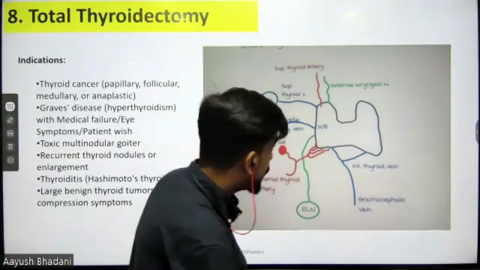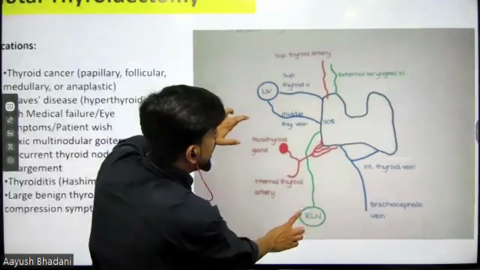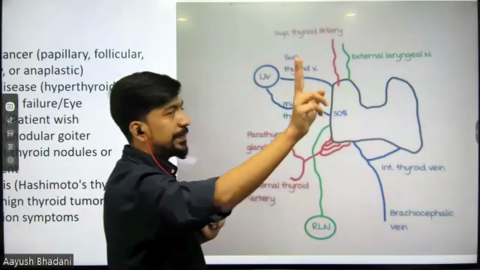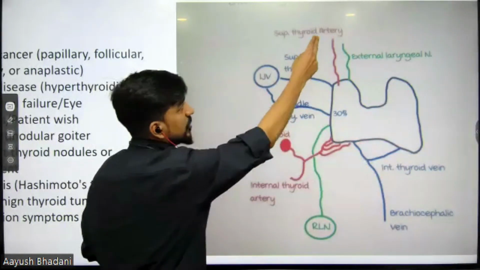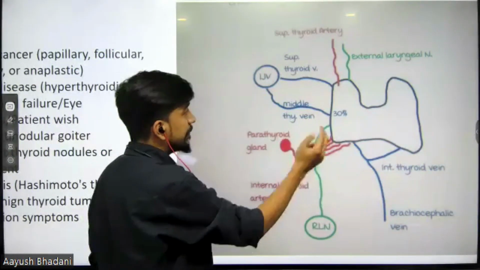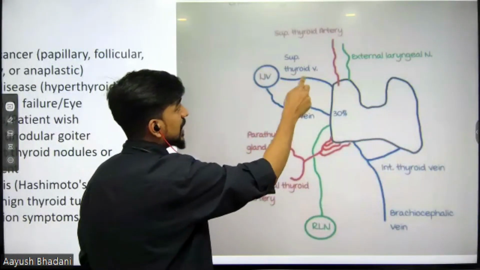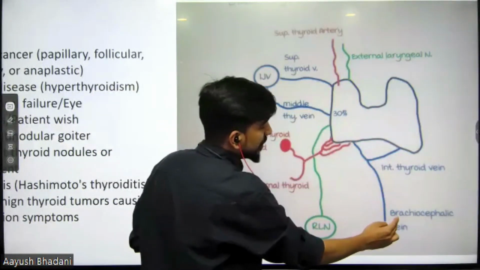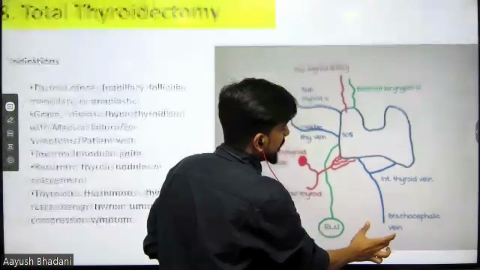Okay, so before we go ahead, we like to discuss this anatomy. Okay, great. So we have the thyroid. We have two important arteries supplying it: superior thyroid, inferior thyroid. Right? We have three important veins: superior thyroid vein and middle thyroid vein draining into the IJV, and the inferior thyroid vein draining into the brachiocephalic vein.